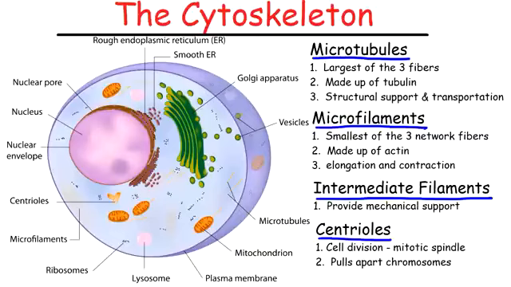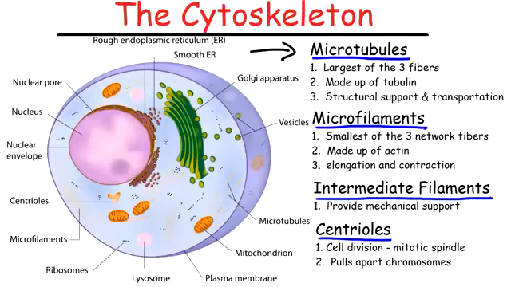Now let's talk about the cytoskeleton. The function of the cytoskeleton is to maintain the shape of the cell. At the same time, it also provides structural support. Now the cytoskeleton consists of a network of 3 fibers. The first of which is the microtubules, the second is the microfilaments, and the third one, the intermediate filaments.